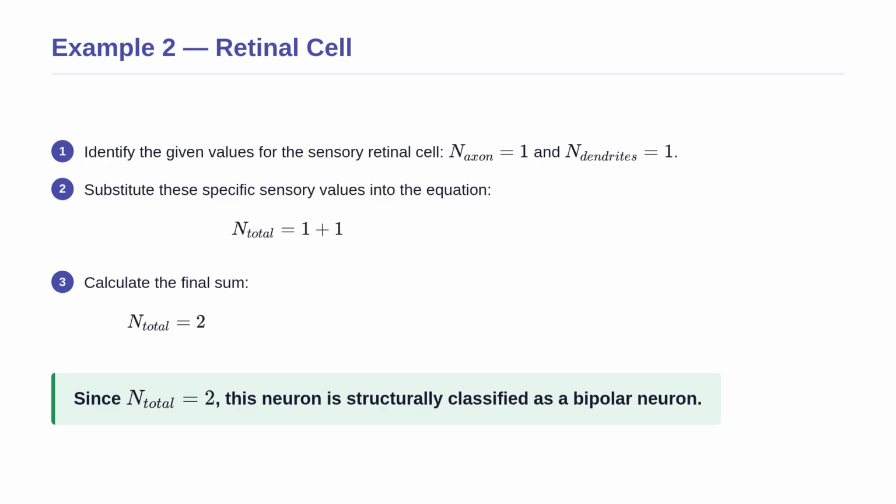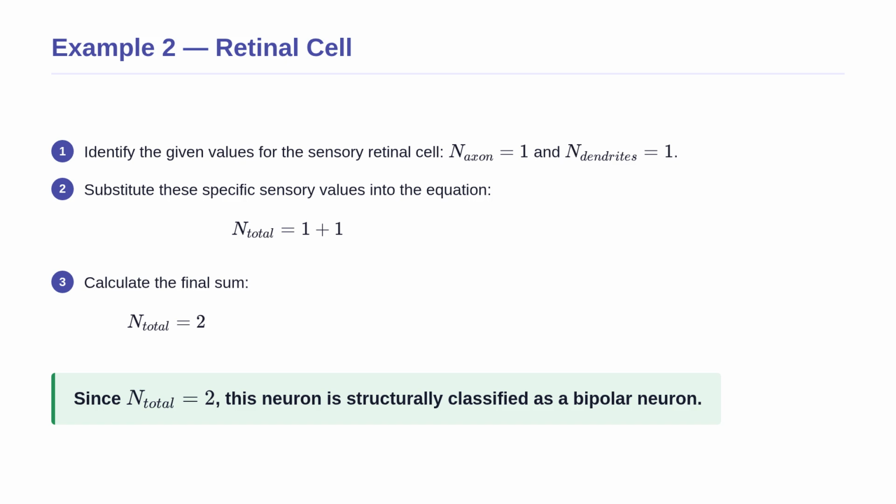Let us reinforce this with a second example. This time, looking at a specialized cell deep within the human retina. An ophthalmologist notes this neuron has exactly 1 dendrite receiving light signals and exactly 1 axon transmitting that signal deeper into the eye. We need to classify this neuron.